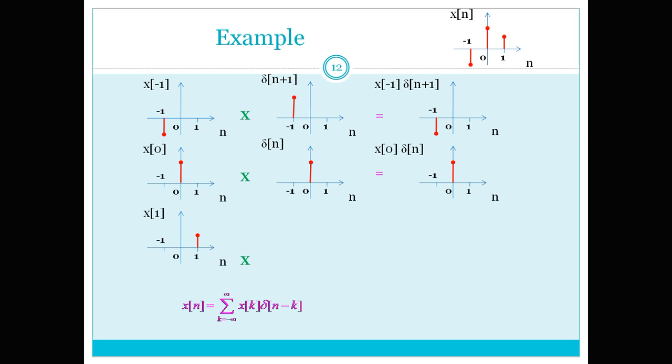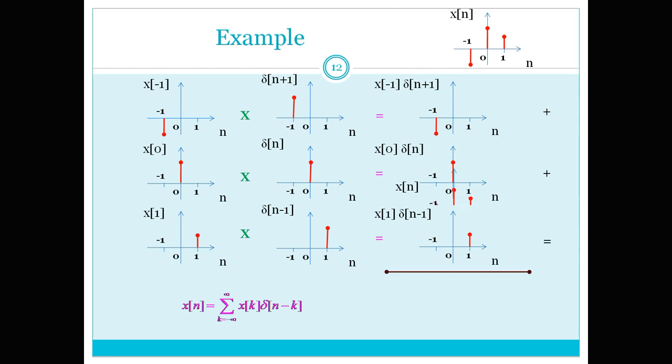Similarly, at the third value, simply I can multiply with delta n minus 1. So application of impulse response at that value. So here the value is 1, k equal to 1. So I got this value. So if I add these things, plus and plus, that will be equal to the original signal. So this is the exact concept of impulse response.